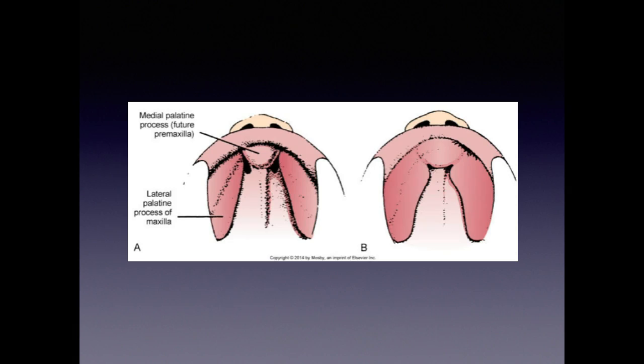So here is a diagram where we're looking at the roof of the stomodeum. In diagram A, this central piece here is our nasal septum, and this is the medial palatine process that is growing inward from the medial nasal process, and then the left and the right palatine shelves, or the lateral palatine processes, depending on which textbook you're looking at, but they're all the same thing. So as you can see, they start to fuse in a Y shape, and then it basically zippers up all the way.